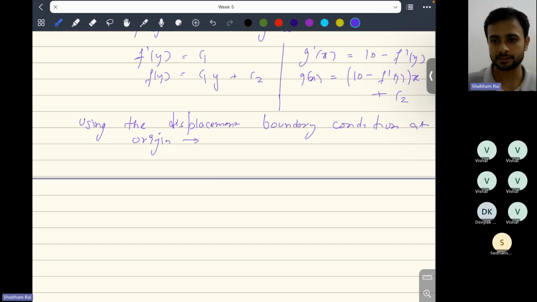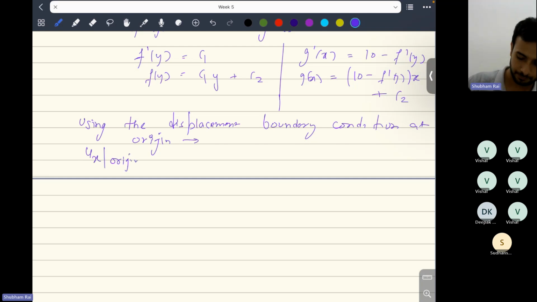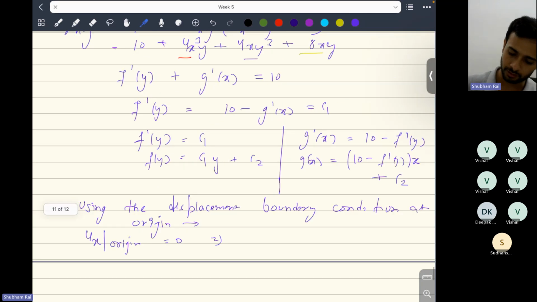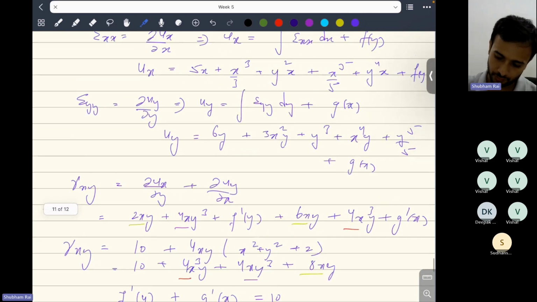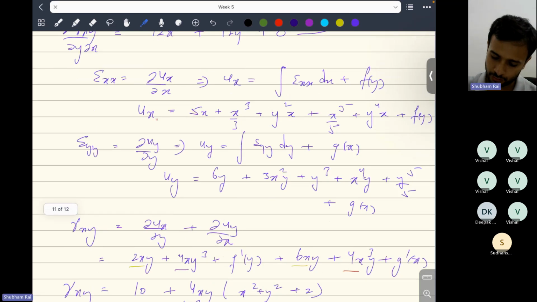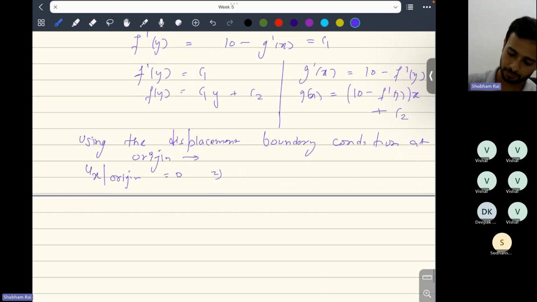So if you take these displacement boundary conditions, it is given to you that u of x at origin is 0. This implies you put x equal to 0 in u of x. What will you get? x equal to 0, y equal to 0, all these terms will go to 0 and you get f of 0. So f of 0 should also be equal to 0.